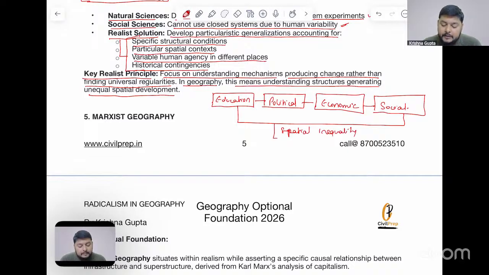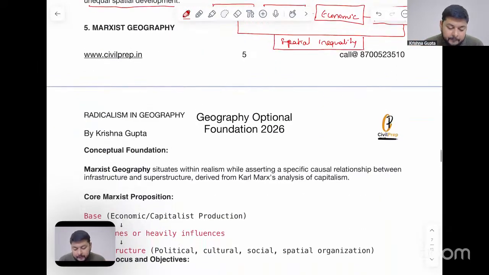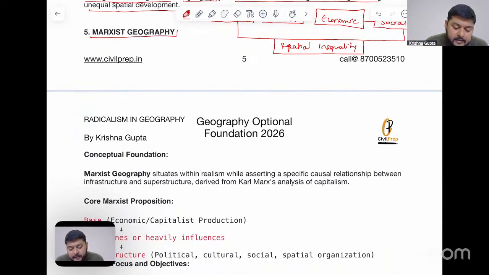To understand the spatial inequality, we can go through these structures, which are basically observable phenomena, and understand how this spatial inequality can be understood. But yes, if you want a deeper dive, you need to also understand the deeper structure and the infrastructure. Then the next topic we have is Marxist geography.